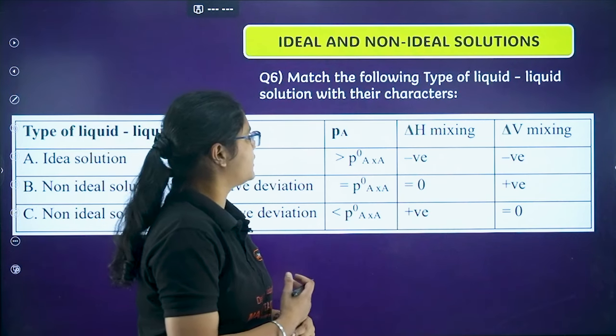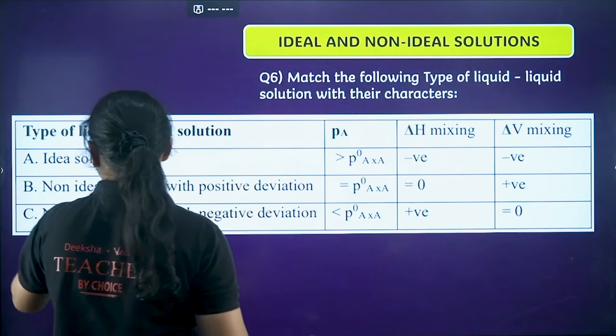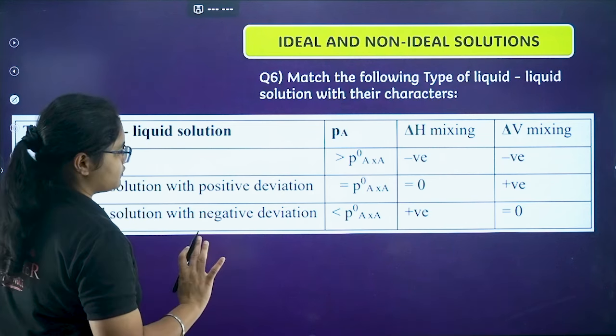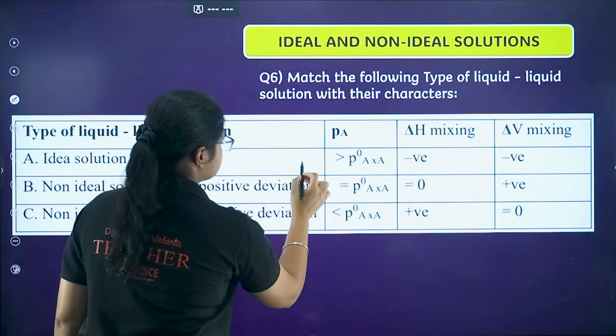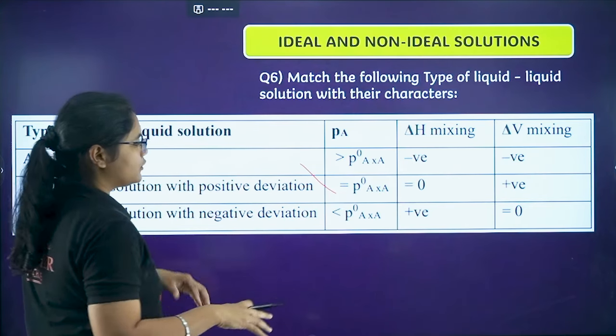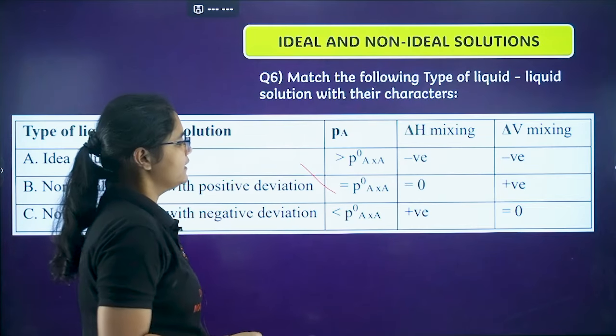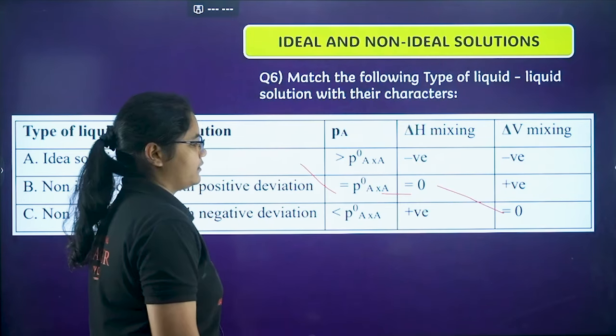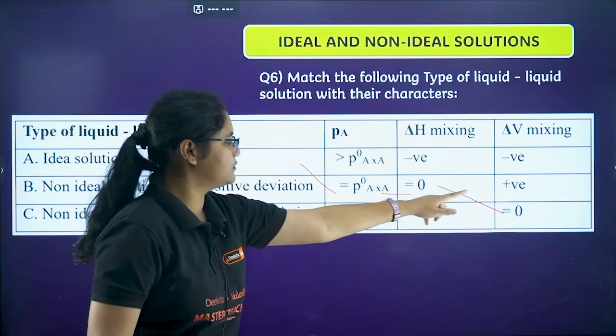Next, match the following types of liquid-liquid solution with their characters. So this is a very different question. In an ideal solution, what happens? The total pressure is equal to P naught A XA, delta H mix is equal to 0, and V mix is equal to 0. So this one, then here this one, and this one.